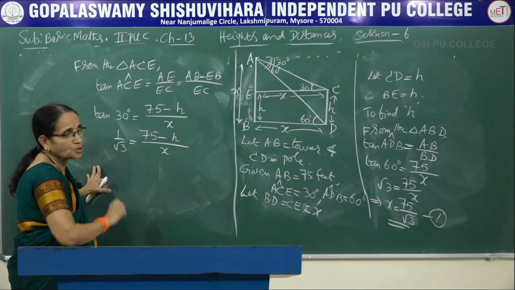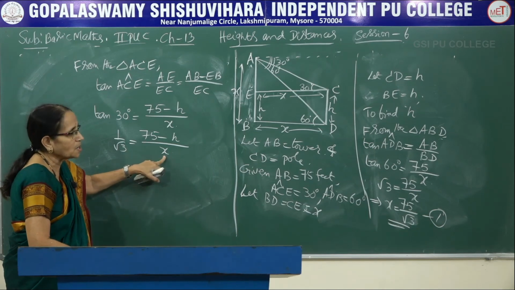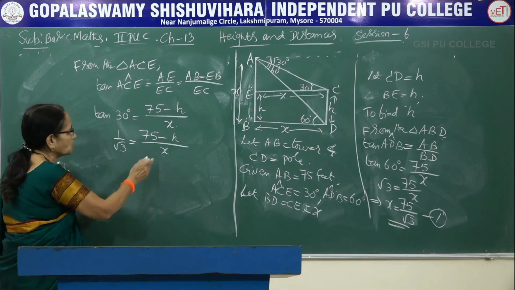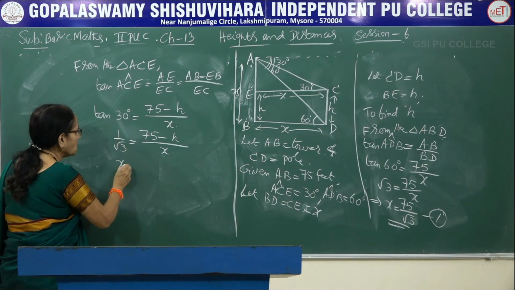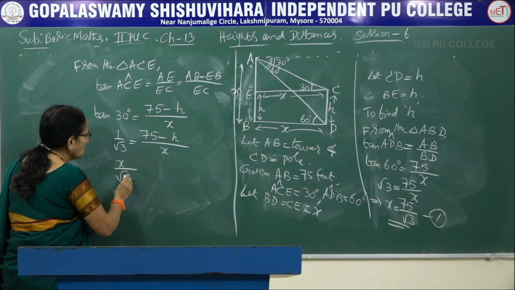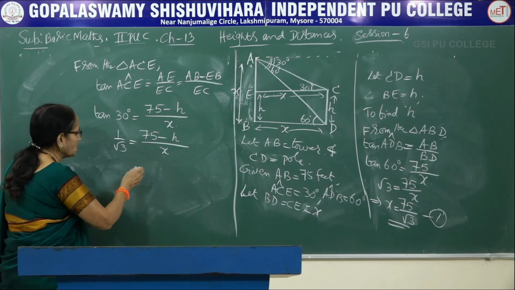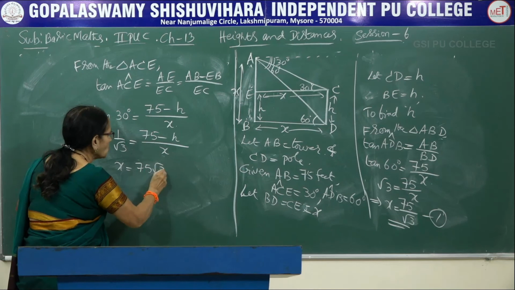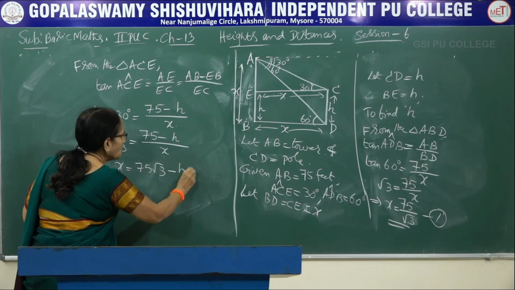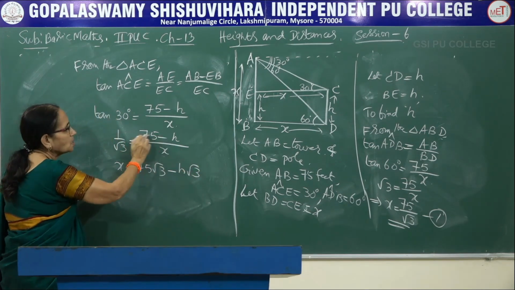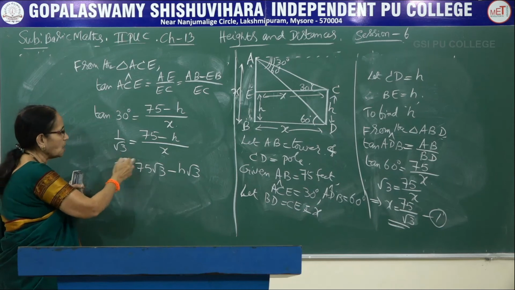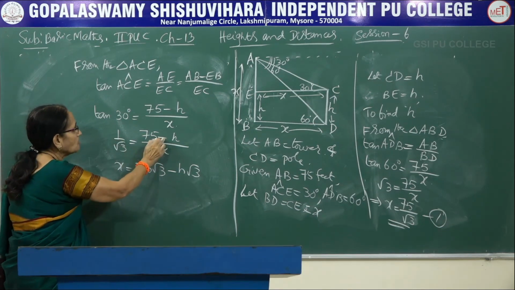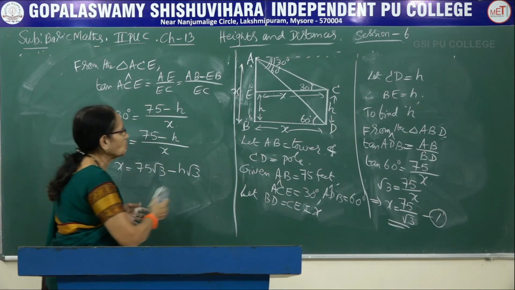Now go to the first result, because we have to eliminate X here. X has the value 75 divided by root 3. Or you can cross multiply. It is X into 1 equal to 75 into root 3 minus H into root 3. I multiplied both sides by root 3. So X into 1 is X here, and 75 into root 3 minus H into root 3.